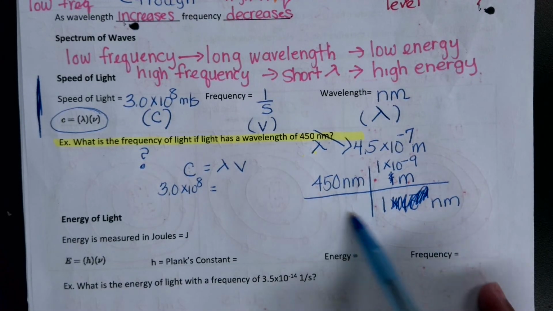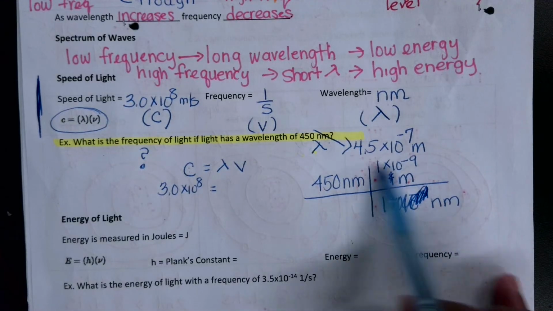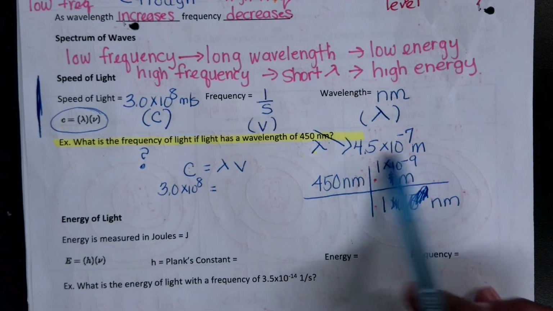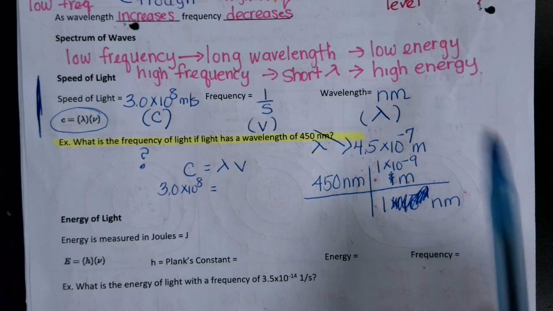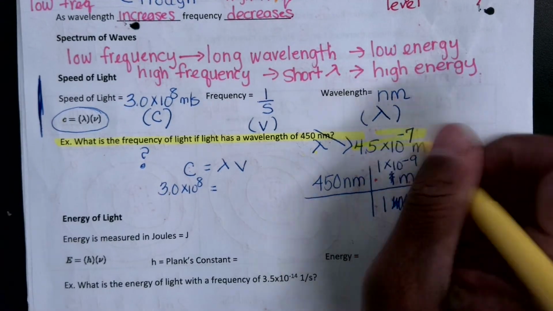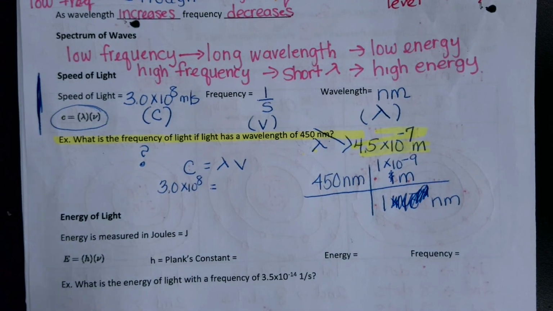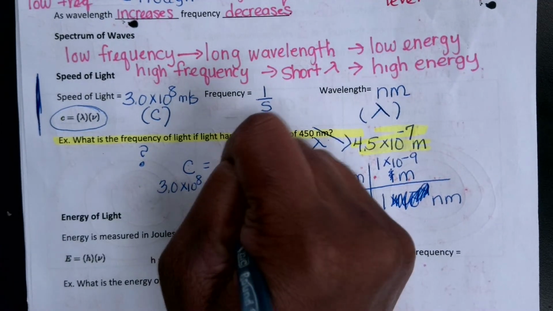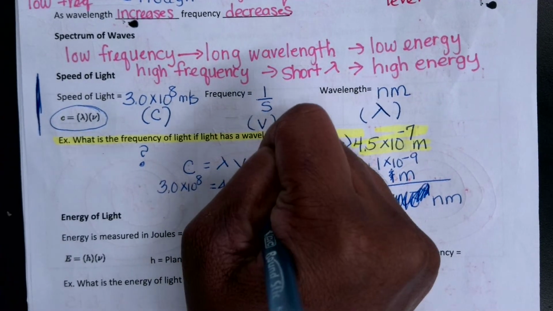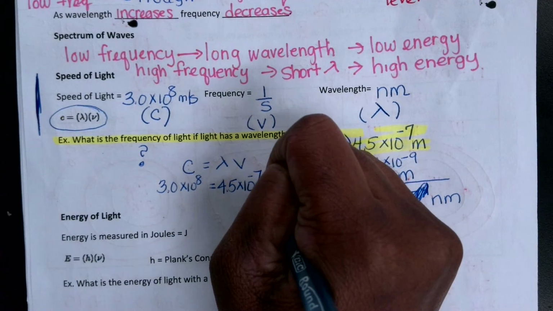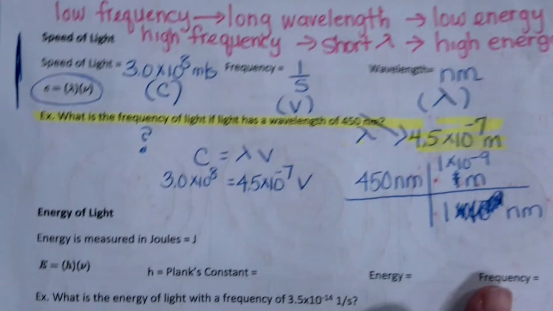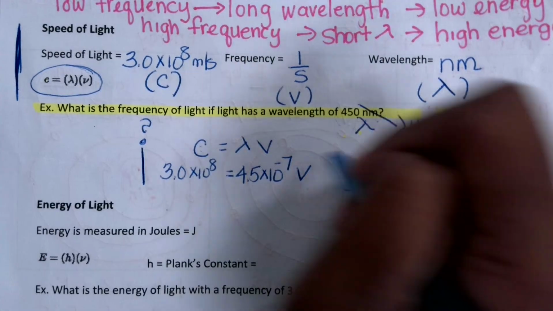So when you do this whole problem out, it comes out to this. But you don't have to write this down. I'm just showing you it. But this is the number that you're going to plug in, the one that's in yellow. All right, so the wavelength is this. So I'm going to write that down. And then we have our V, which is frequency. So this is where we're at right now.